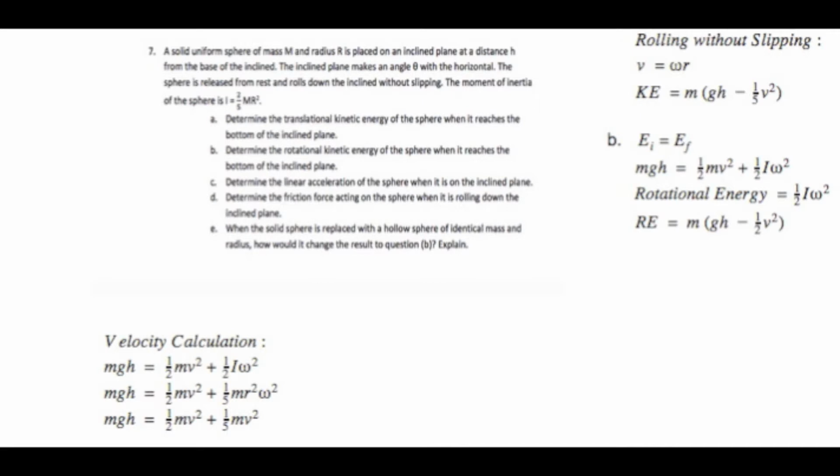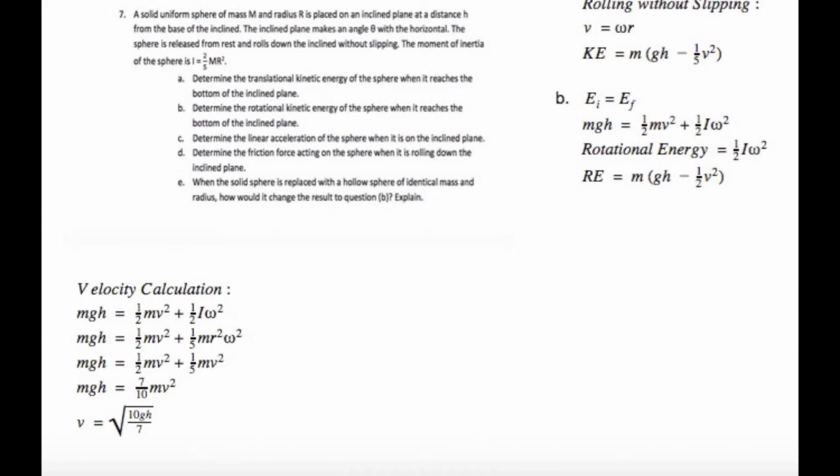Again, we know that we are rolling without slipping, so r squared omega squared just turns into v squared. So then we have mgh is equal to 1/2 mv squared plus 1/5 mv squared. Now, all we do is simplify. We combine the like terms, cancel out the m's, and solve for v. And we get that v is equal to the square root of 10gh over 7.